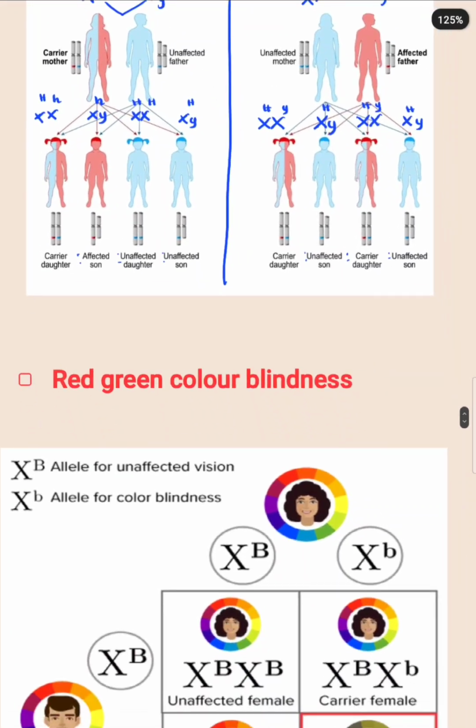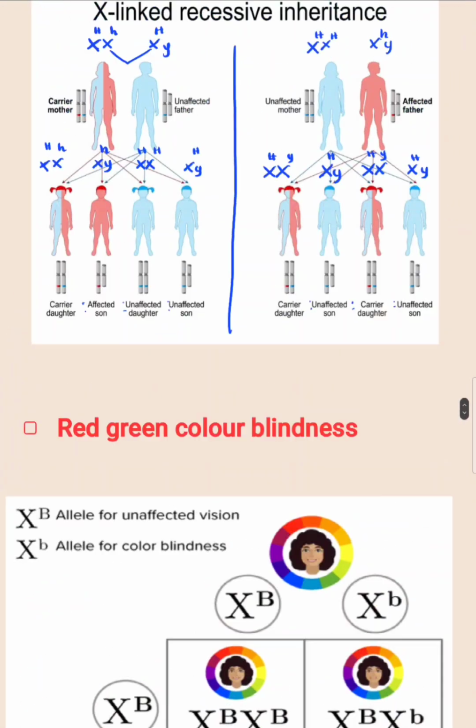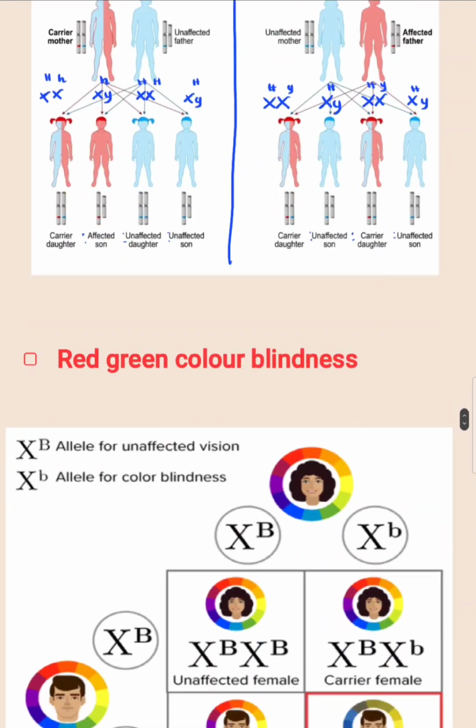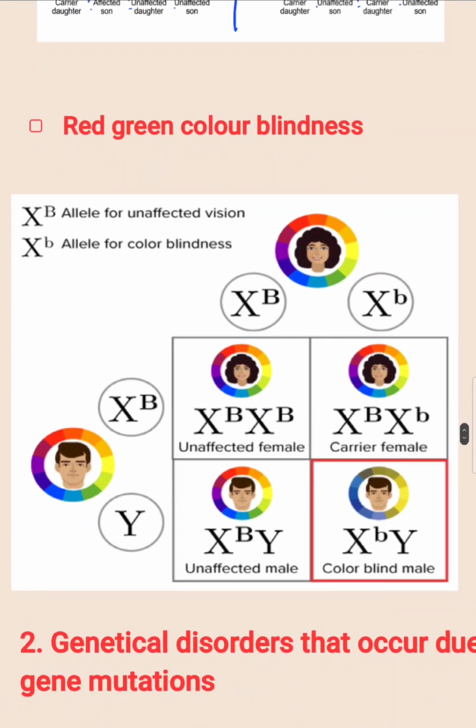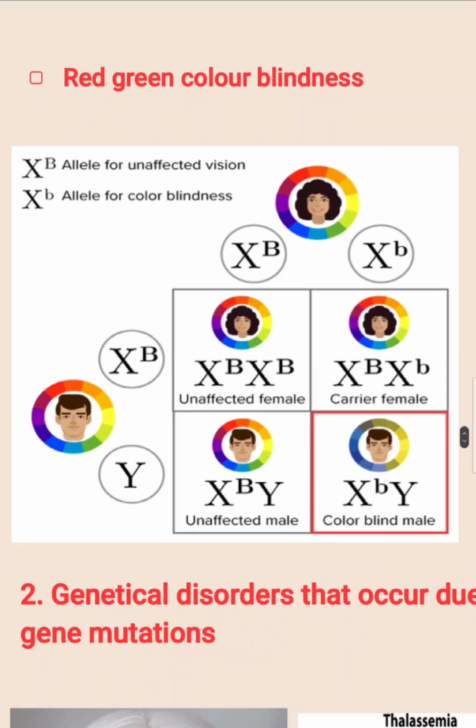Then let's see another sex-linked recessive gene disorder. It is red-green color blindness. When suffering from red-green color blindness, they cannot distinguish red color from green color. This is also common among males but rarely occurs in females. Hemophilia is only present in males, and the carriers are females. But red-green blindness is a common feature among males and rarely occurs in females.